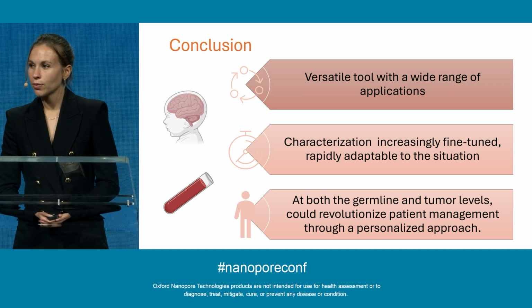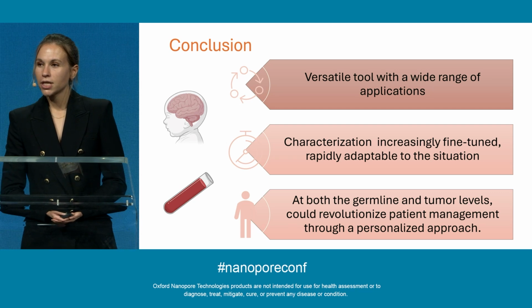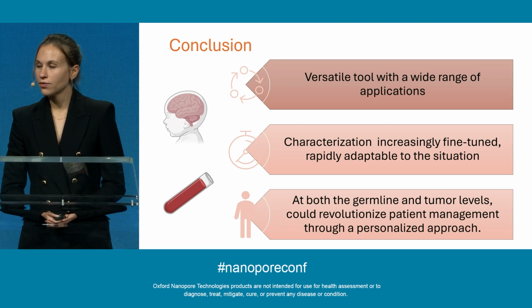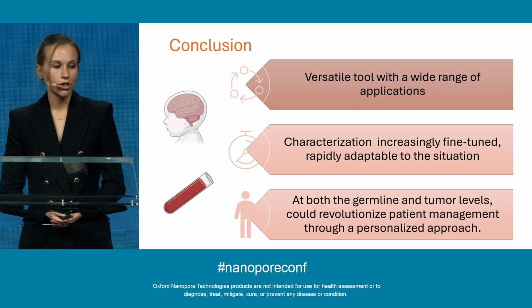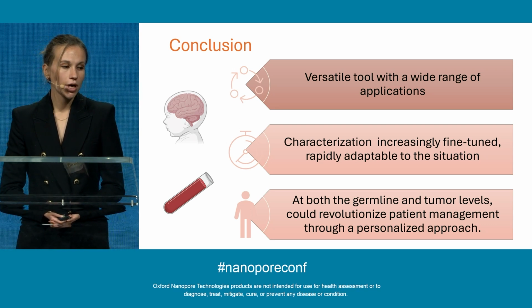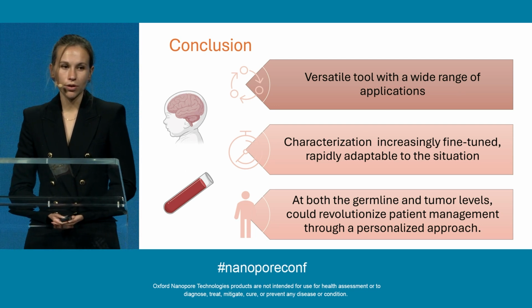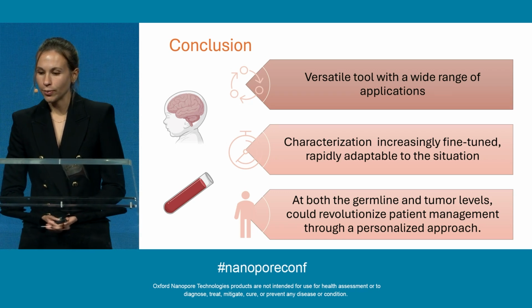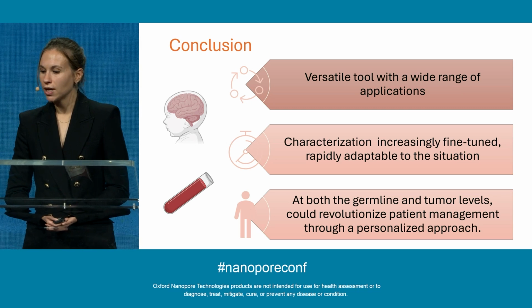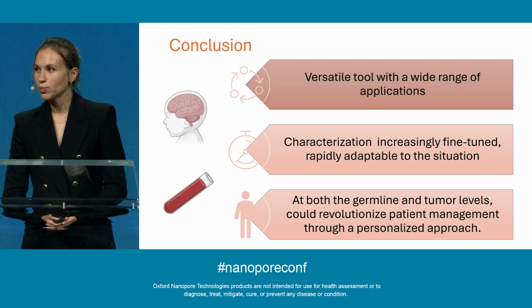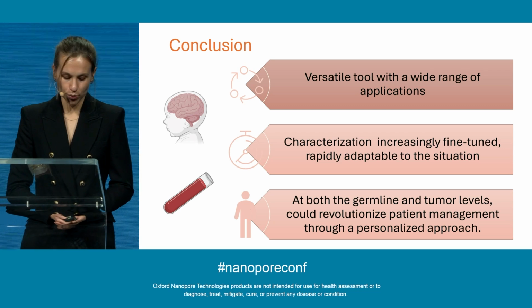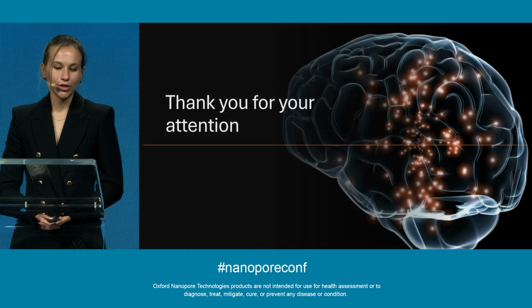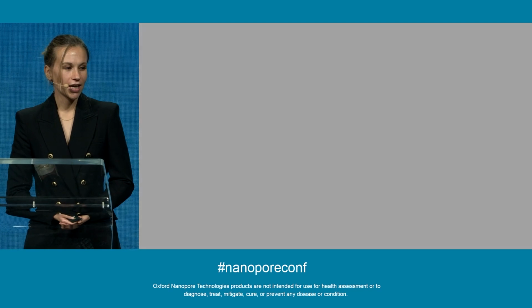So to conclude, from our experience, we really believe that nanopore sequencing is a versatile tool with a wide range of applications from the germline side to the somatic level. It offers a characterization that is increasingly fine-tuned and which is rapidly adaptable to the situation. Because with adaptive sampling, if we just want to study another region of interest, we're just going to change the file that we load into the MinKNOW software, and it will not involve designing a new panel of genes or creating primers for sequencing, so it's really adaptable. And so at both the tumor and the germline level, it really has the potential to revolutionize patients' management through a personalized approach.